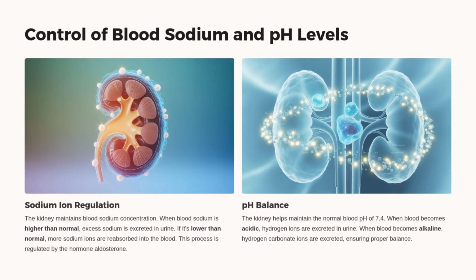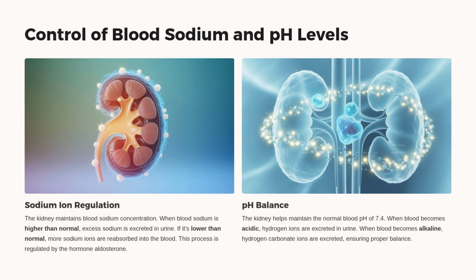Sodium ion regulation. The kidney maintains blood sodium concentration. When blood sodium is higher than normal, excess sodium is excreted in urine. If it's lower than normal, more sodium ions are reabsorbed into the blood. This process is regulated by the hormone aldosterone.